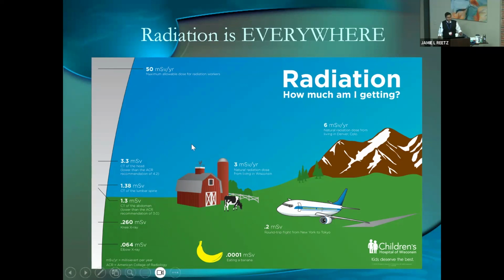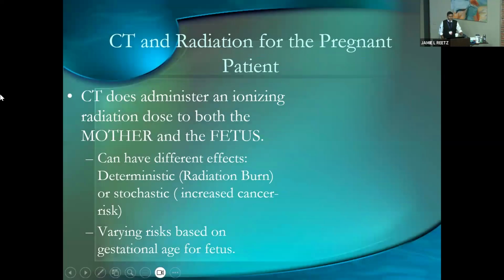But the other elephant in the room is that medical imaging also exposes you to radiation. This is something that we are ordering and putting our patients through. So there is a cost to medical imaging. There is radiation. Something to consider is that CT does administer this ionizing dose of radiation to both the mother and the fetus, and it can have different effects.